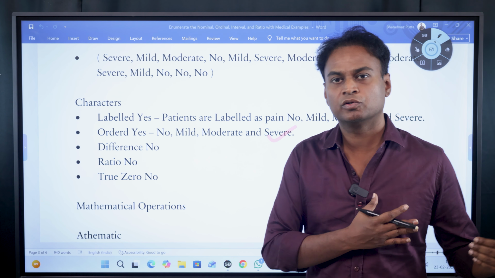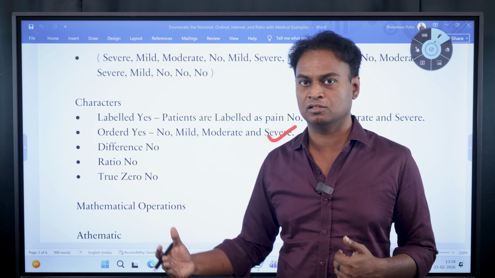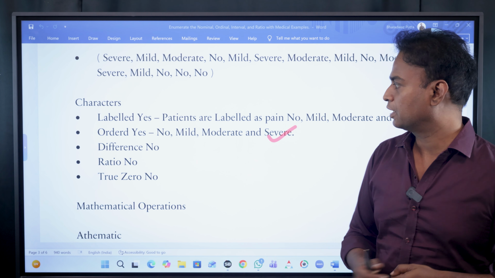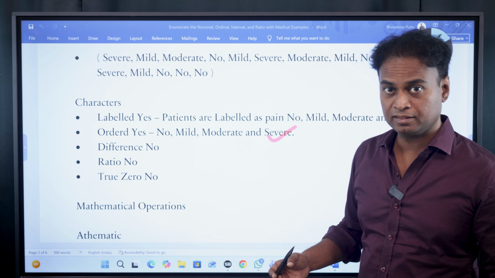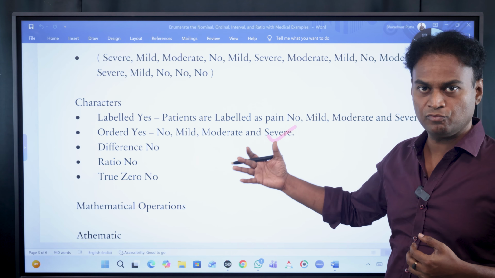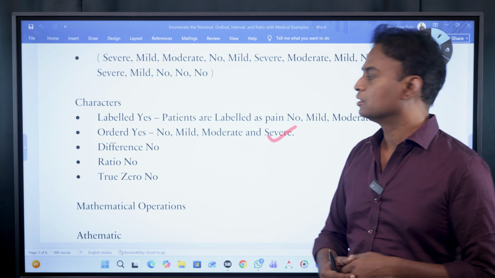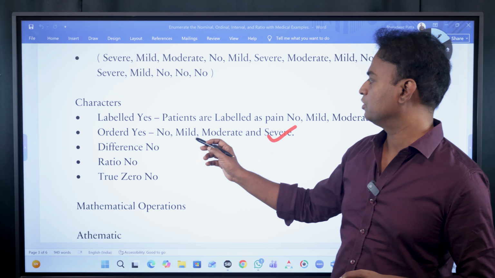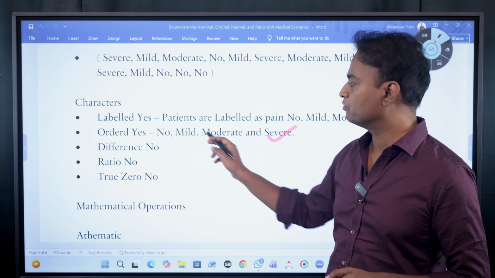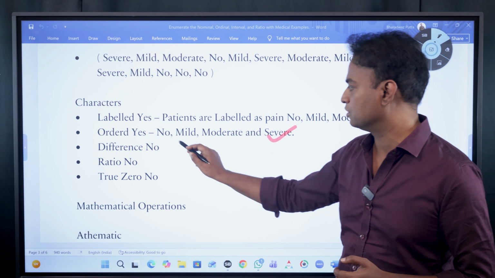In this way you can order the patients as well. Okay, that's how you can calculate order. The scale will have the character of ordering. Can you find the difference? Can you subtract no pain from mild pain? No, you cannot find the difference.